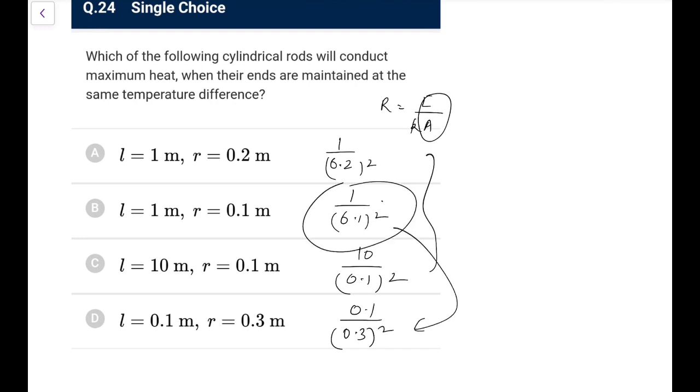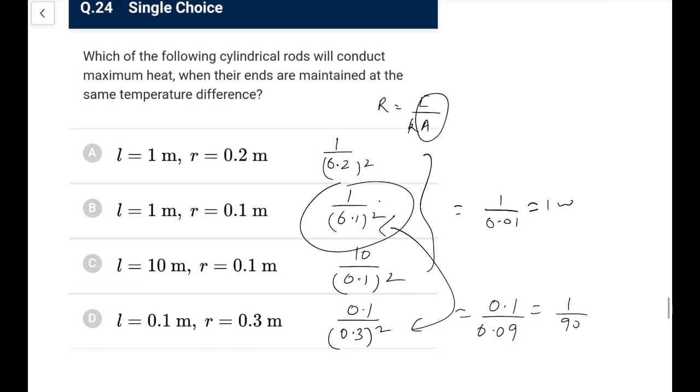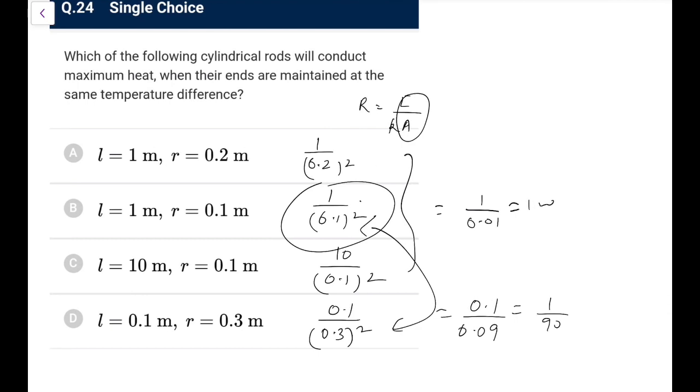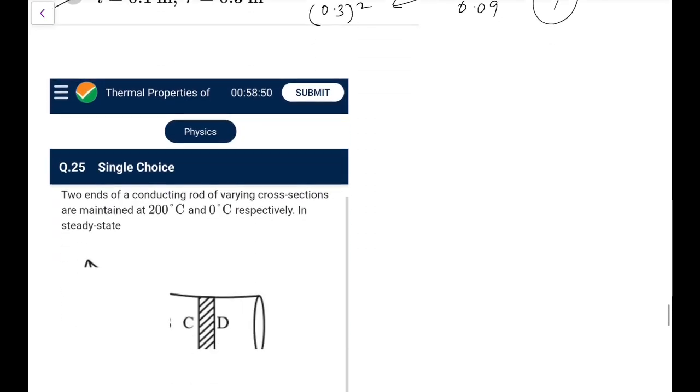So let's compare these two. This is 1 upon 0.01, you can say it is 100, and this is 0.1 upon 0.09. Okay, sorry, I made a mistake. It would be 10 by 9. Definitely this is going to be the least one, I suppose. Let me check. Yes, this is going to be the least one. So this will conduct maximum. So go for option D.